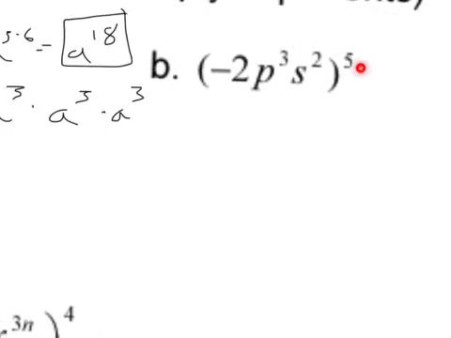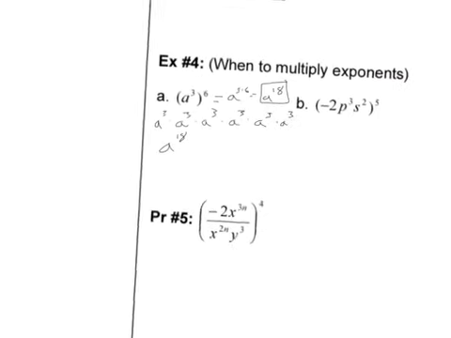First, we're going to do negative 2 to the 5th power. I want to stop and talk about something here really quick. Quick little rule: anytime you have a negative to an odd power, the answer will be negative. But a negative to an even power will be positive. Let me show you why.